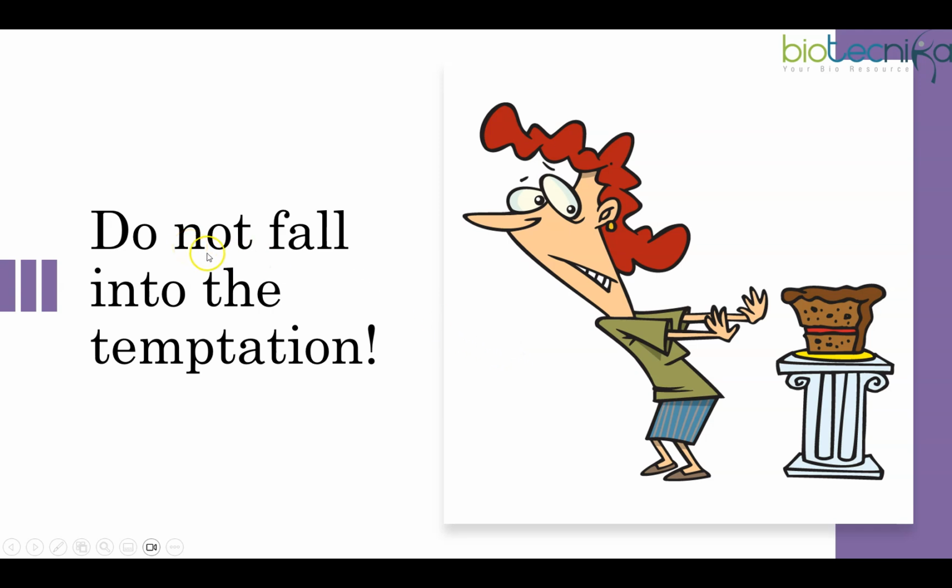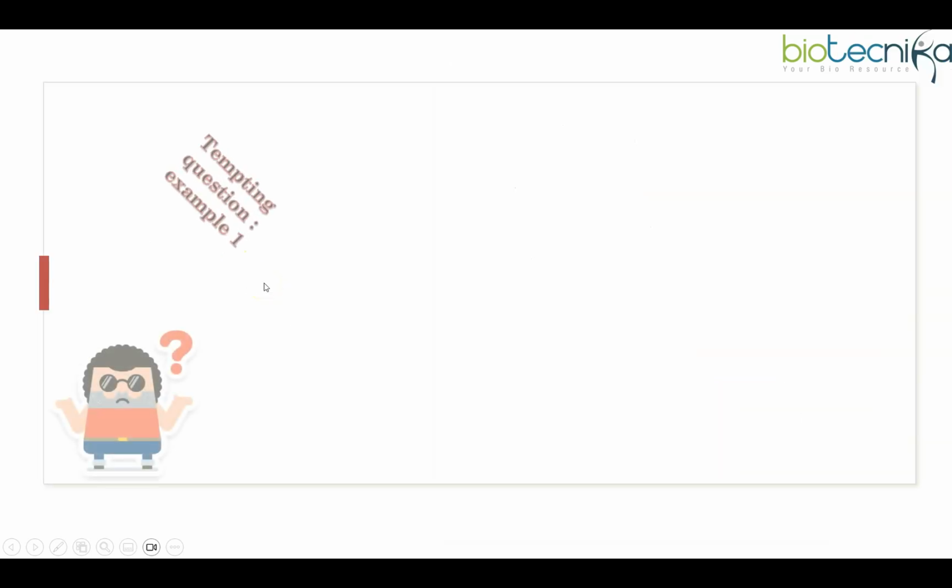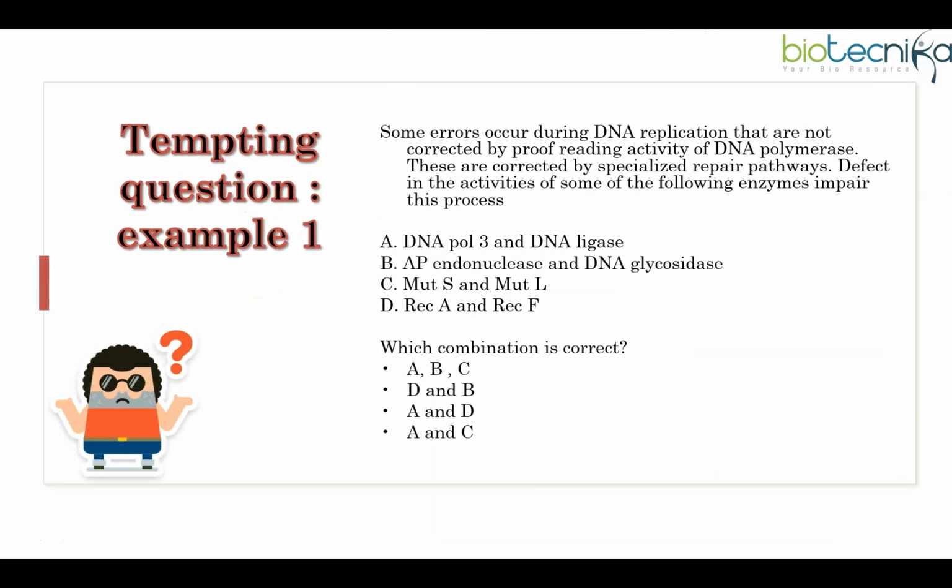Next are tempting questions. Do not fall into the temptation. One example of a tempting question, as you can see: some errors occur during DNA replication that are not corrected by the proofreading activity of DNA polymerase. Defect in the activities of some of the following enzymes impairs that process. Which combination is correct? This question appears tempting as all of the names given in the options are part of the DNA repair mechanisms. So we might end up selecting all three combinations given in A, B, C.